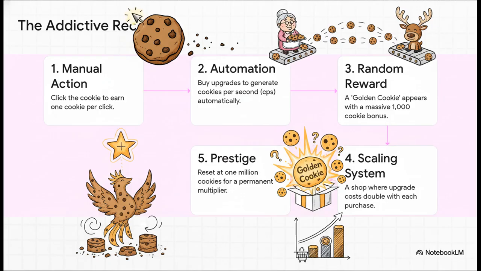Then comes the real hook, a random reward. This golden cookie that pops up out of nowhere and gives you a massive bonus. And to keep you chasing that next high, there's a scaling system where every upgrade gets more expensive. And what's the ultimate goal? It's called prestige. You reset your entire game just to get a permanent boost for your next playthrough. It's a brilliant, escalating cycle.